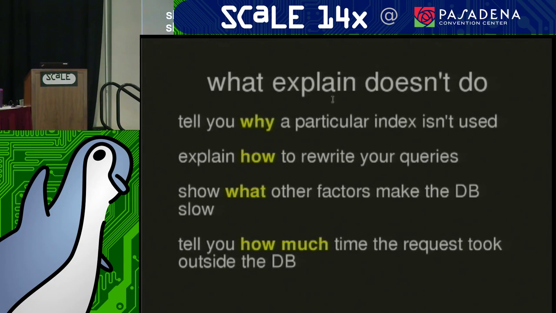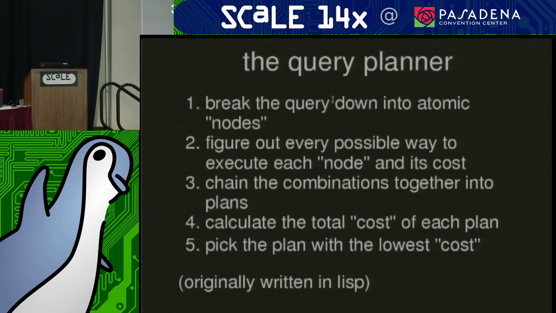And it particularly won't tell you things like data transmission time. Because if you request 150,000 rows from the database, that is going to take a significant amount of time to go across the wire. And that, again, does not get shown in Explain. So it doesn't tell you everything, but it does tell you a lot of things.